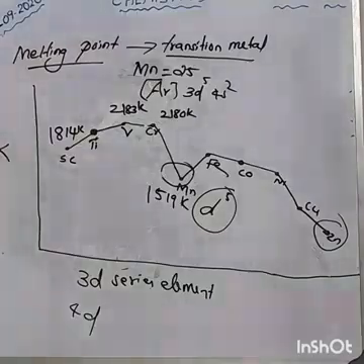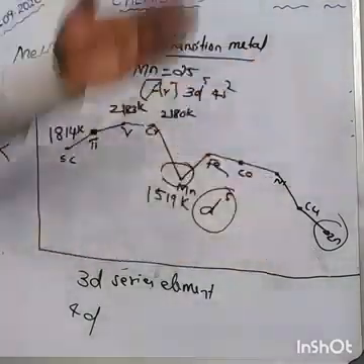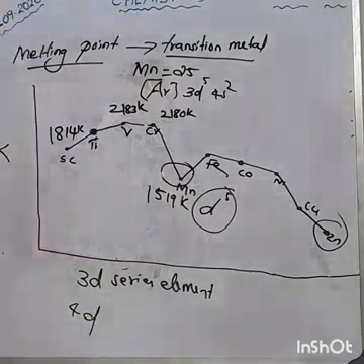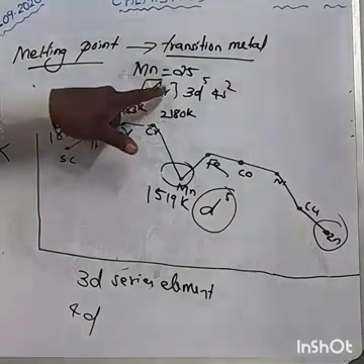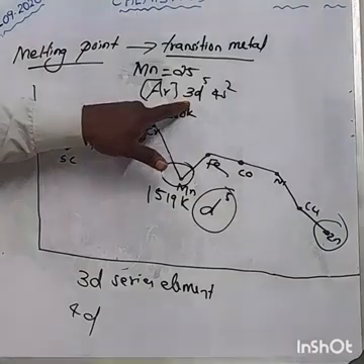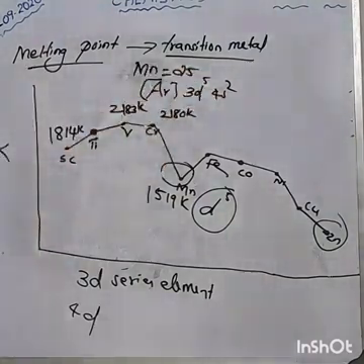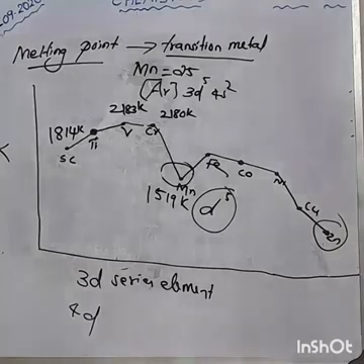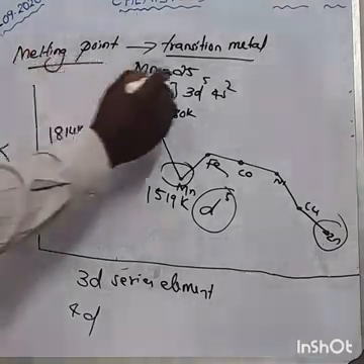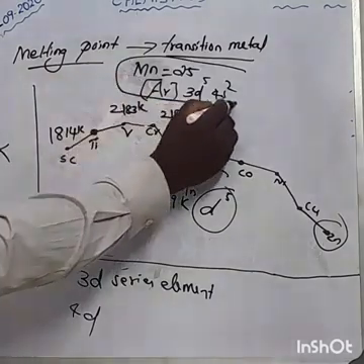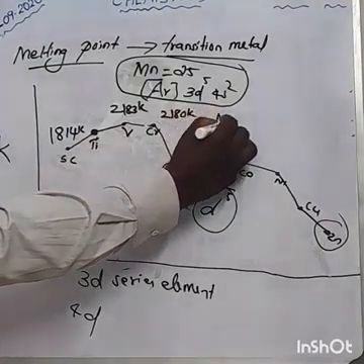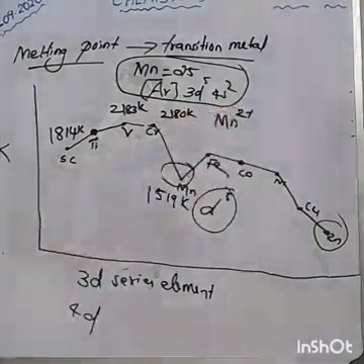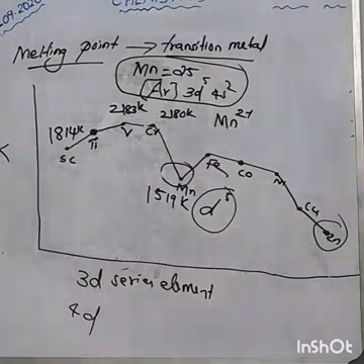Please write the full electronic configuration as per the Aufbau principle. Then we get the answer: argon, that is 18 Ar, 3D5 4S2 for manganese. Here, Mn2+, what is the configuration? This was for manganese's electronic configuration, but I am asking the question: what is the Mn2+ configuration? Mn2+ means a loss of 2 electrons.